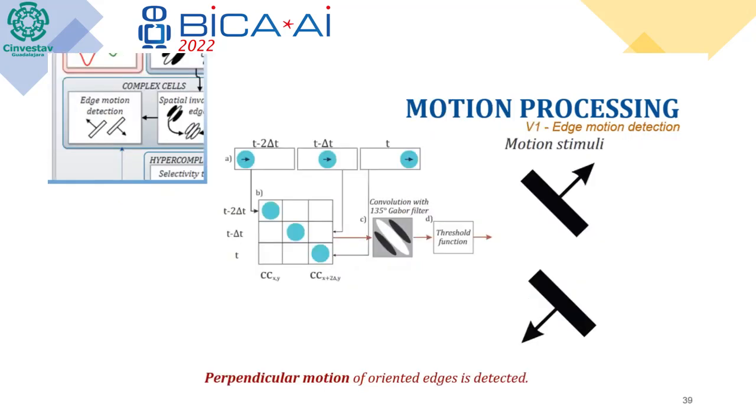And now, speaking of the first stage of motion processing, we use the information from the oriented edge, from the complex cells of V1, to make a buffer of maps. So we obtain a map of oriented edges that are moving in a perpendicular direction. And this will be the input for more complex processing, for example, in the areas MT and MST that are detecting more complex motion.